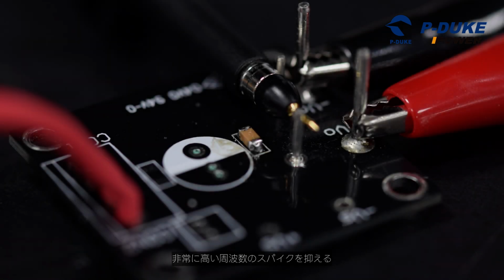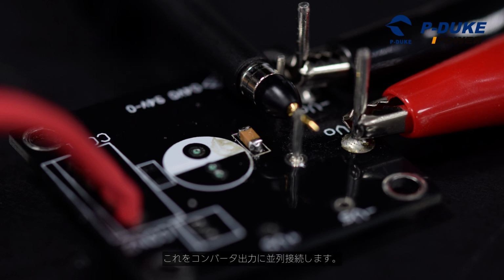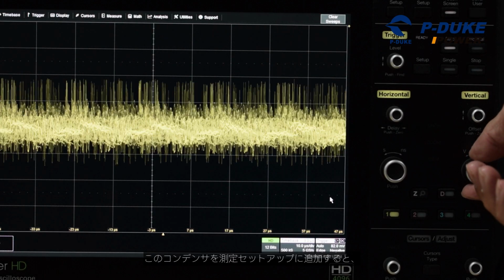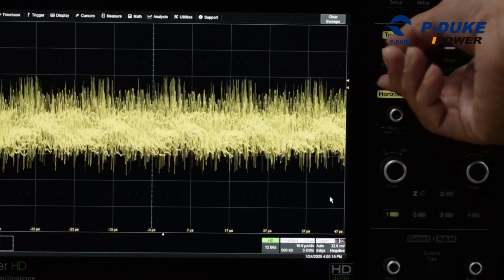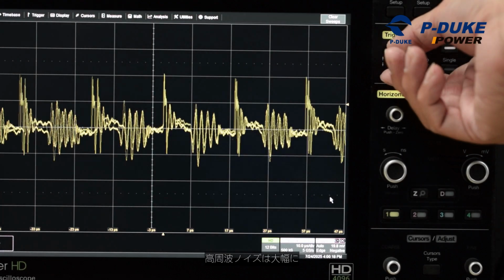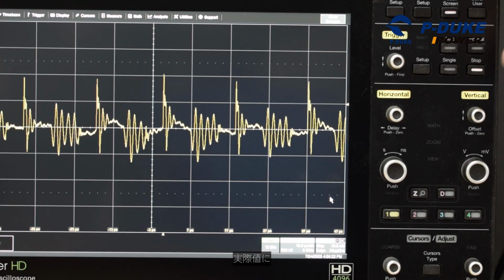A general recommendation to eliminate very high frequency spikes is a 100 nanofarad ceramic capacitor across the output of the converter. You will notice the significant difference when adding this capacitor to the measurement setup. The high-frequency noise is significantly reduced. The results correspond more closely to the real values.